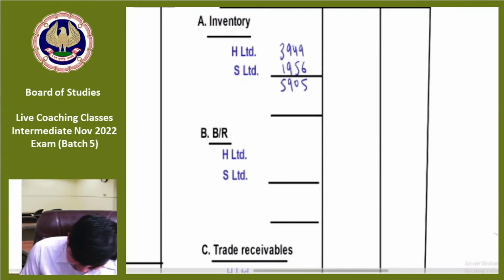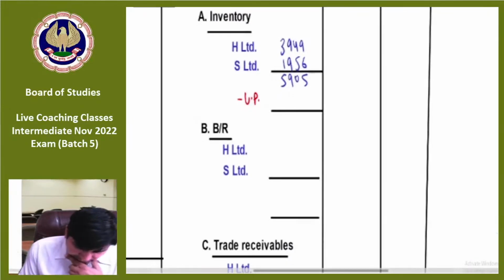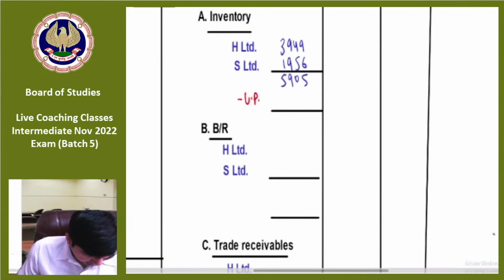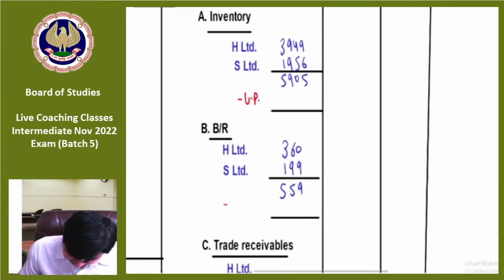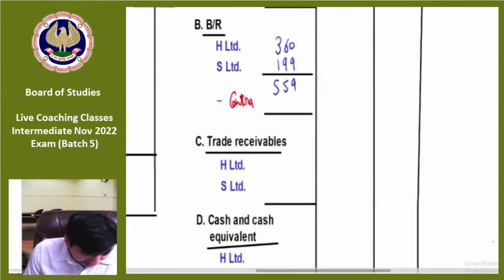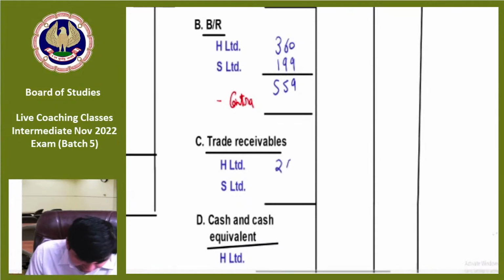Beta, there is an unrealized profit adjustment, so I have mentioned it here, but I will solve it after discussing with you all. So give some space there. Trade receivable: in case of S limited 360 there, and here 1999. There is also some adjustment in regards to contra. I am writing here but not solving. I will solve this after discussing. Now please post the rest of the figures there. Trade receivable is 2600 and 1363.